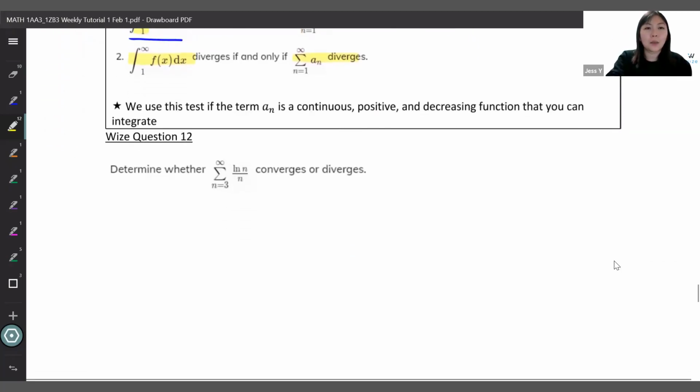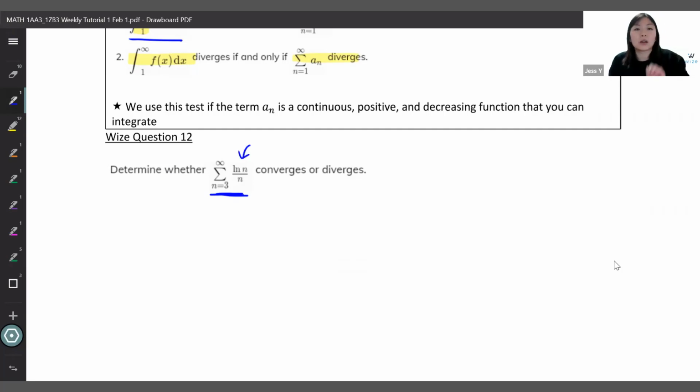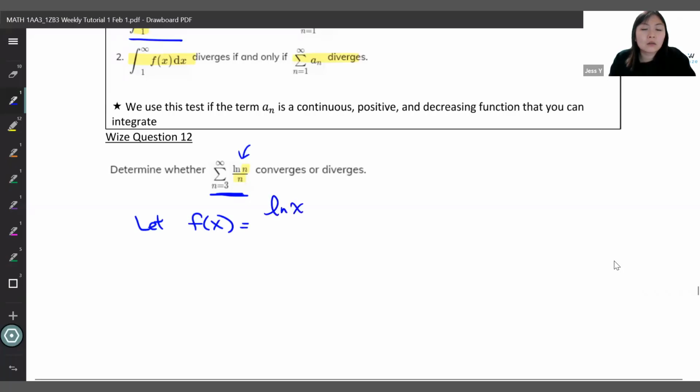So let's take a look at an example here, number 12. Determine whether this series converges or diverges. Now, I'm looking at this and it looks kind of complicated, especially when there's a ln or an e to the something. Usually that's integral test, okay? So what I'm gonna do is I'm gonna let f of x be a function. I'm literally just gonna take my terms and replace n with x. So this is ln x over x.